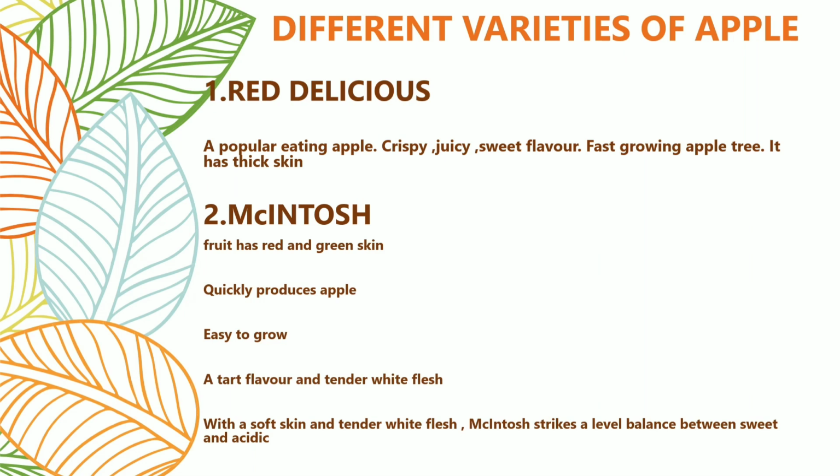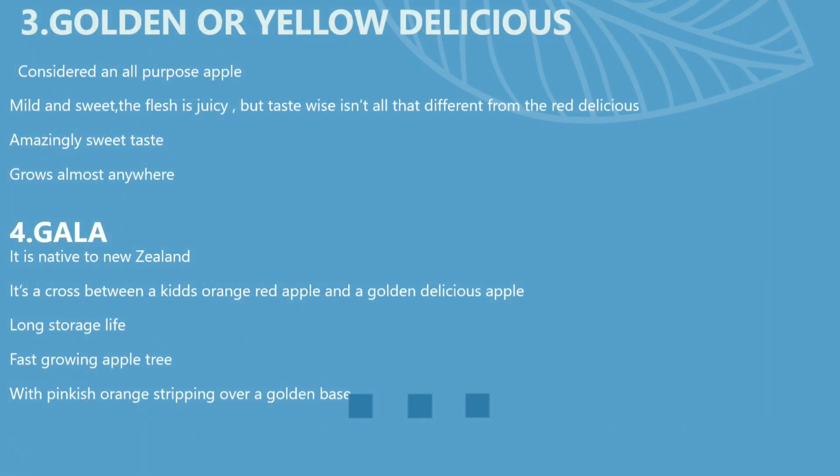It strikes a level balance between sweet and acidic. Third is Golden or Yellow Delicious. It is considered an all-purpose apple. It is mild and sweet, the flesh is juicy, but taste-wise it isn't all that different from the Red Delicious. It grows almost anywhere.